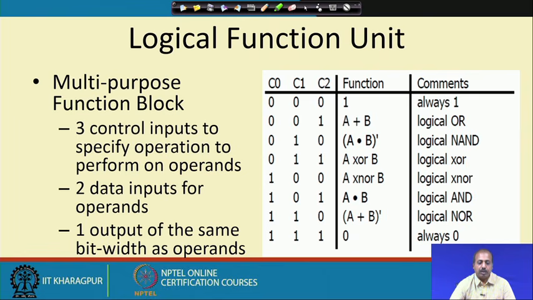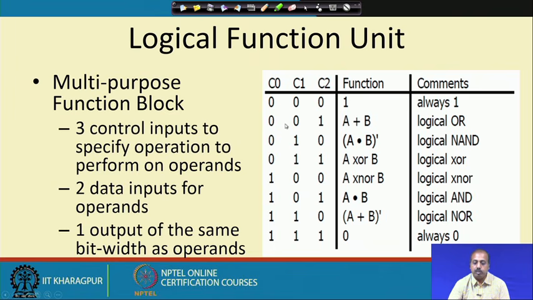Another example, so we have got a multi-purpose function block. So, this is there, so C 0, C 1, C 2 are the control inputs, and there are two data inputs A and B. So, based on this C 0, C 1, C 2, it will perform some function. So, for example, if C 0, C 1, C 2 are all 0, it is a constant function. So, irrespective of the values of A and B, it will output a 1.